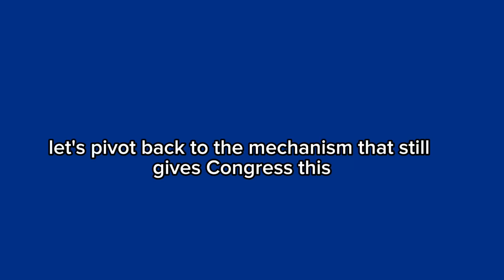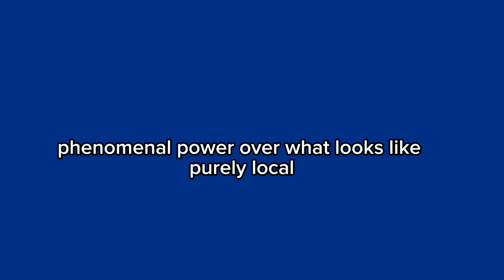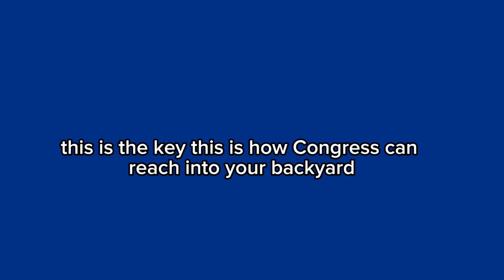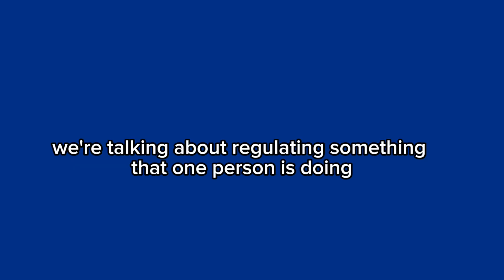But now let's pivot back to the mechanism that still gives Congress this phenomenal power over what looks like purely local economic behavior. The power of aggregation. This is the key. This is how Congress can reach into your backyard, literally. This is where things get really, really interesting. We're talking about regulating something that one person is doing on their own property, entirely within one state. How is that possibly interstate commerce?